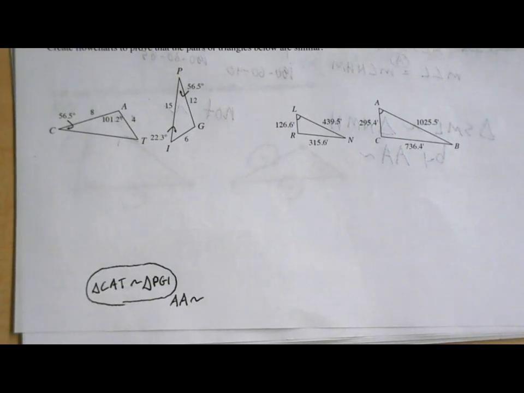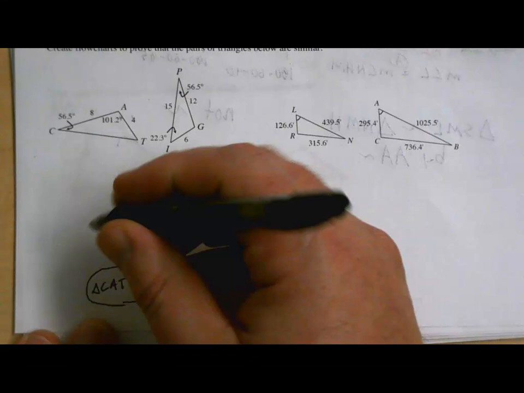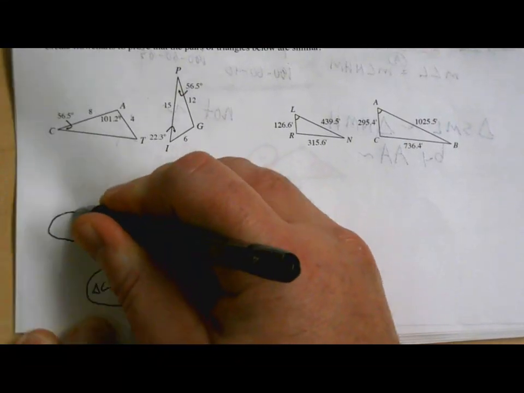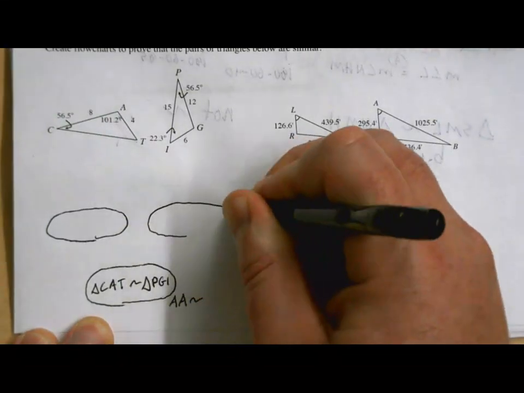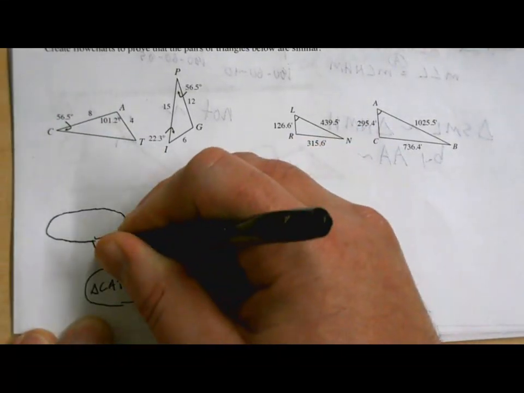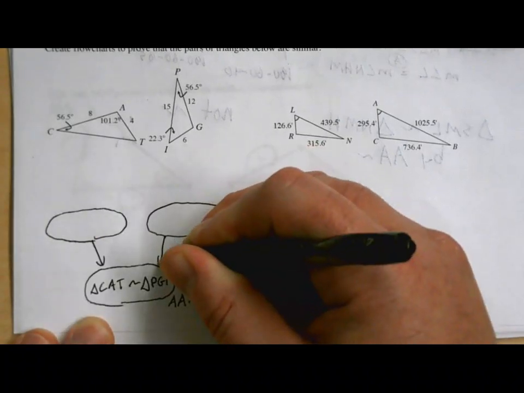Now, in order to use angle, angle, I'm going to need how many pieces of evidence? 2. I'm going to need 2 pieces of evidence. 1 for this pair of angles and 1 for this pair of angles. So I know that I'm going to have 2 bubbles that are feeding into this. My job now is to go out and find myself that evidence.